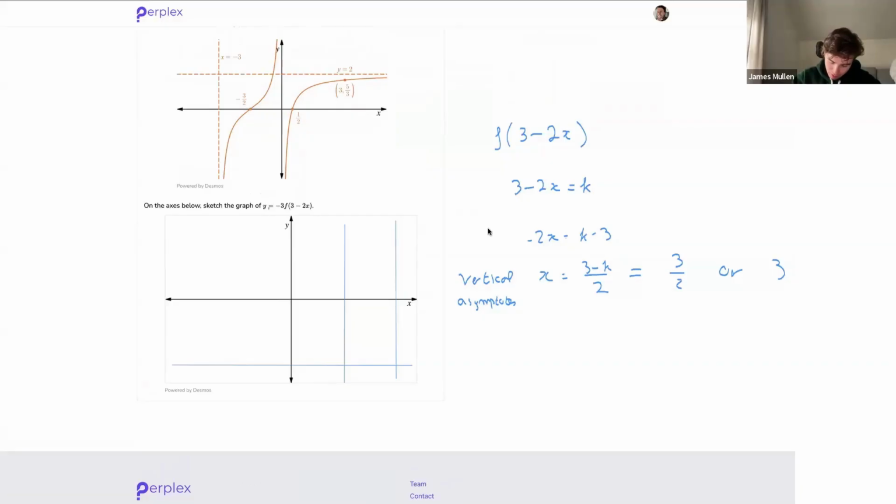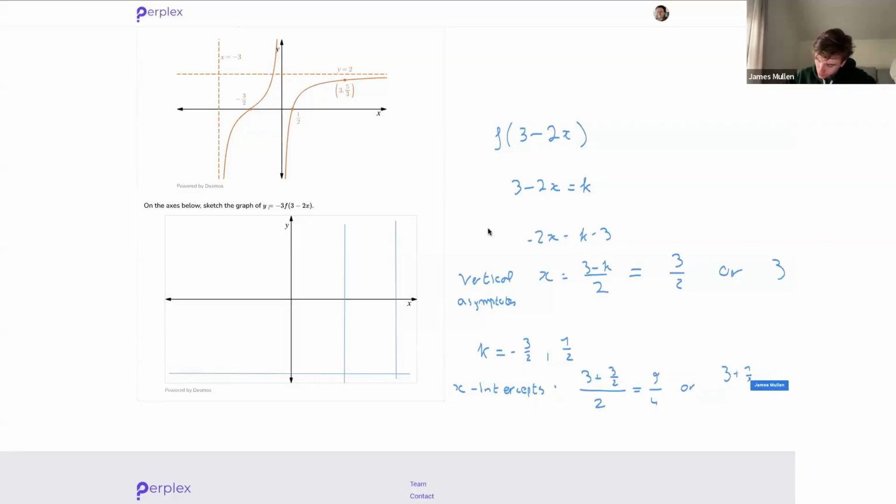And let's think also about the axes intercepts, right? I had axes intercepts before at negative 3 over 2 and 1 over 2, so those are values of k in this equation. If I plug in k equals minus 3 over 2 or 1 over 2, I find my x-intercepts are going to be at, if I do x equals 3 minus k over 2, either 3 plus 3 over 2 over 2, and that would give me 6 plus 3 is 9 over 4, or 3 plus 1 over 2 over 2, and that's 7 over 4. All right, so what do I have?